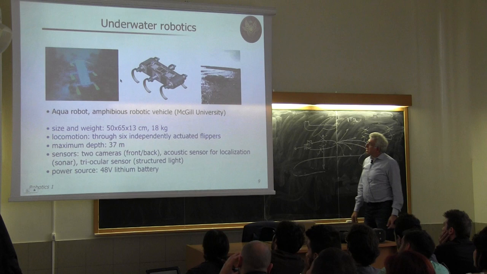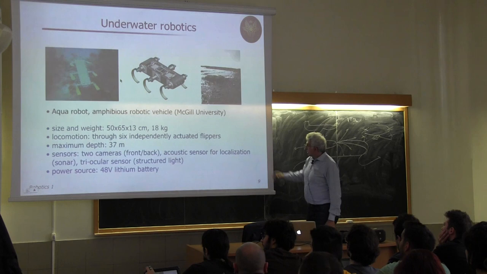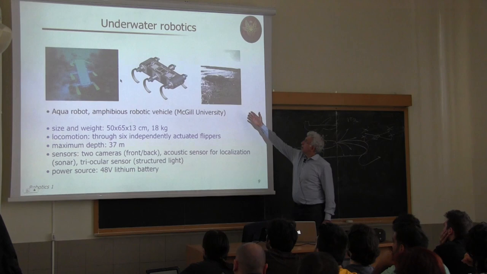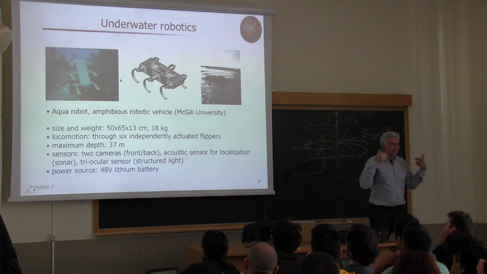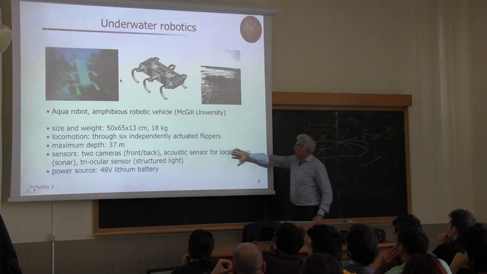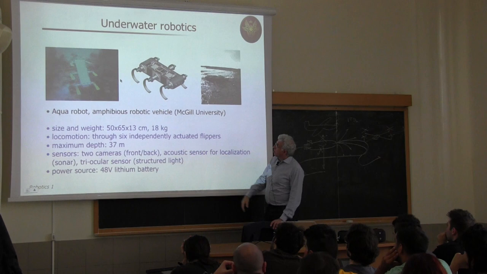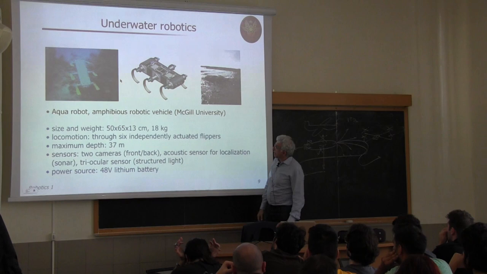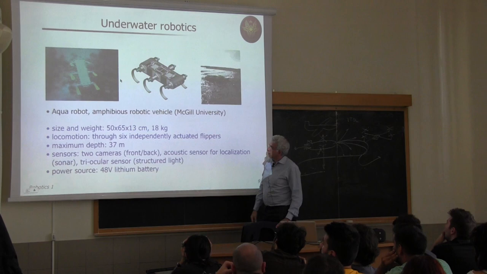This is another strange amphibious robotic vehicle that can walk on the beach but also float in water. It's a very nice idea. With these six flaps, which are flexible, to have an idea of what is on board. This is the size. It's about 18 kilograms. The locomotion is through these flippers that can rotate in one or the other direction and adapt to the surface or float in deep free water. There's a maximum depth due to the pressure.